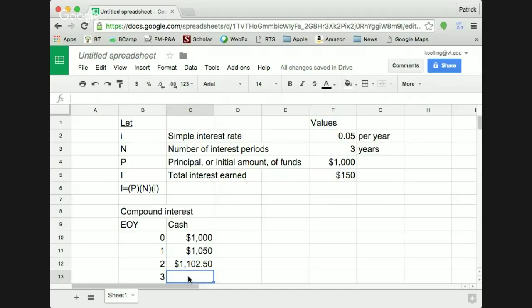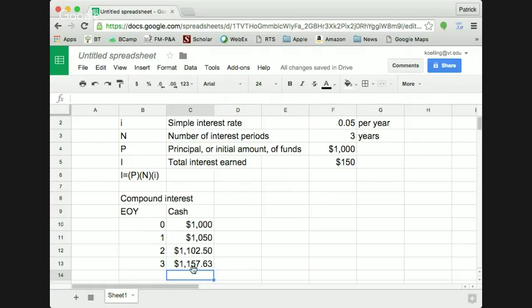And in year 3, what do we have at the end of the third year? Well, that's equal to what we had before, plus 5% of what we had before, $1,157.63. So how much interest did we earn? Well, interest that we earned is equal to what we ended up with minus the original amount, for $157.63 versus $150 with simple interest. And that's the difference between simple and compound interest.